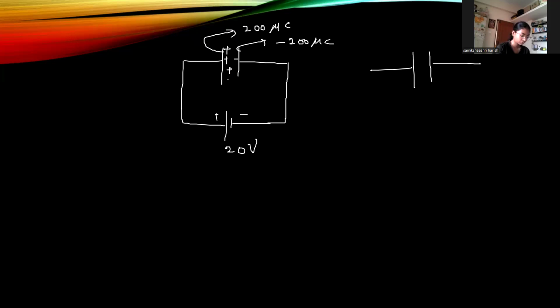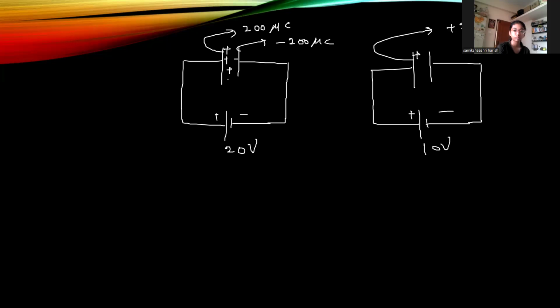Next, there is one more capacitor which is charged to a potential of how much? 10 volt. Clear? Its capacitance is 30 microfarad. So how much charge is stored? 300 microcoulomb. This is minus 300 microcoulomb. Up to this, any doubt?